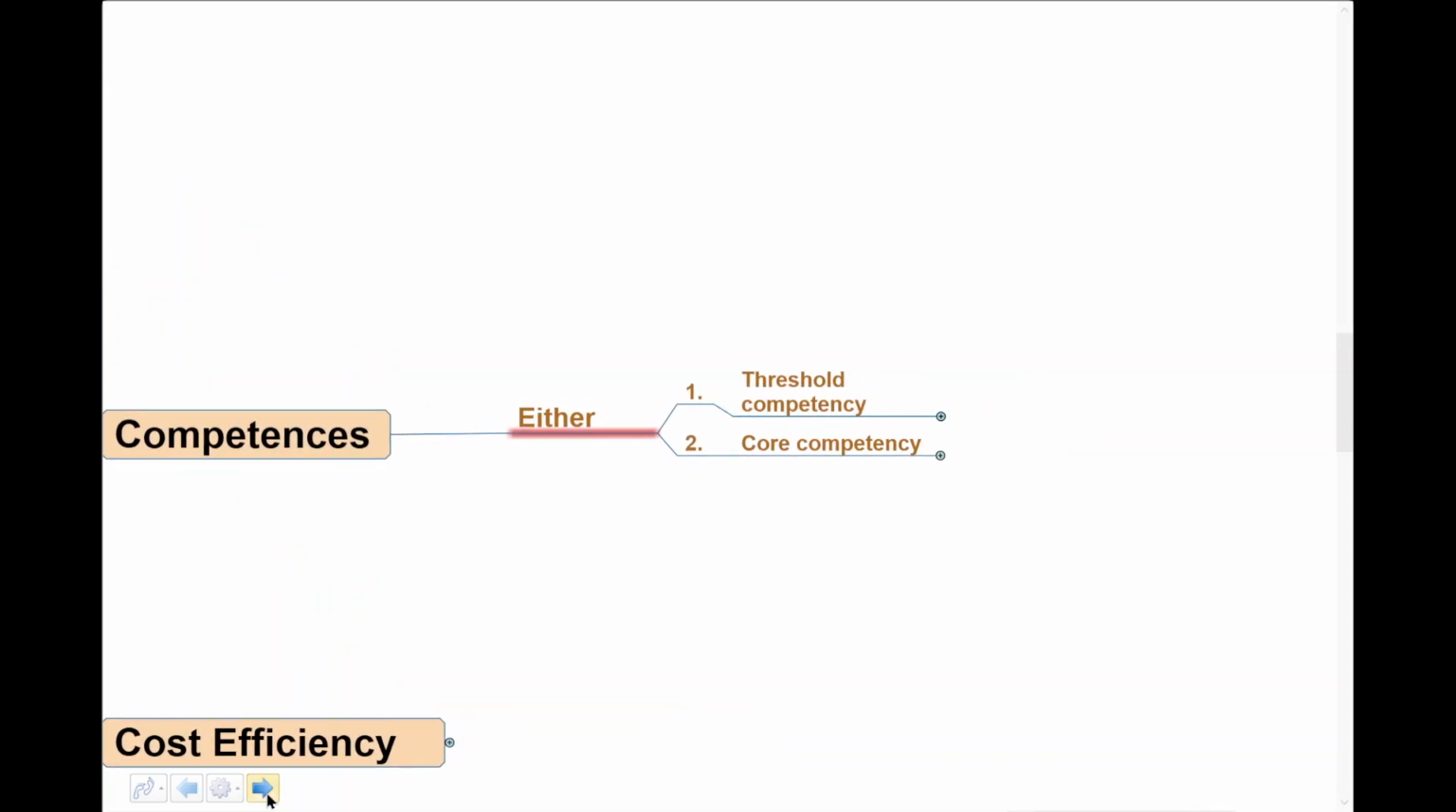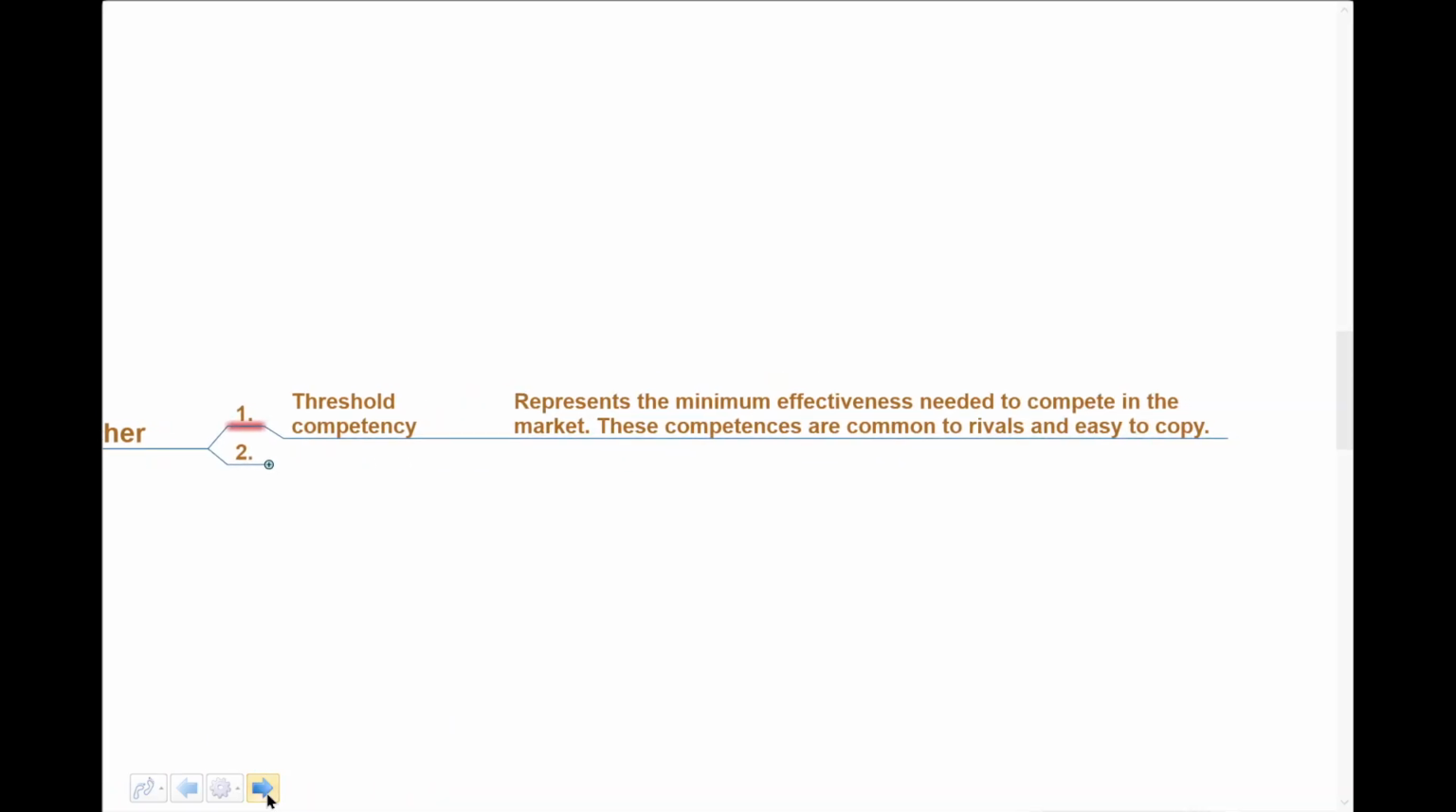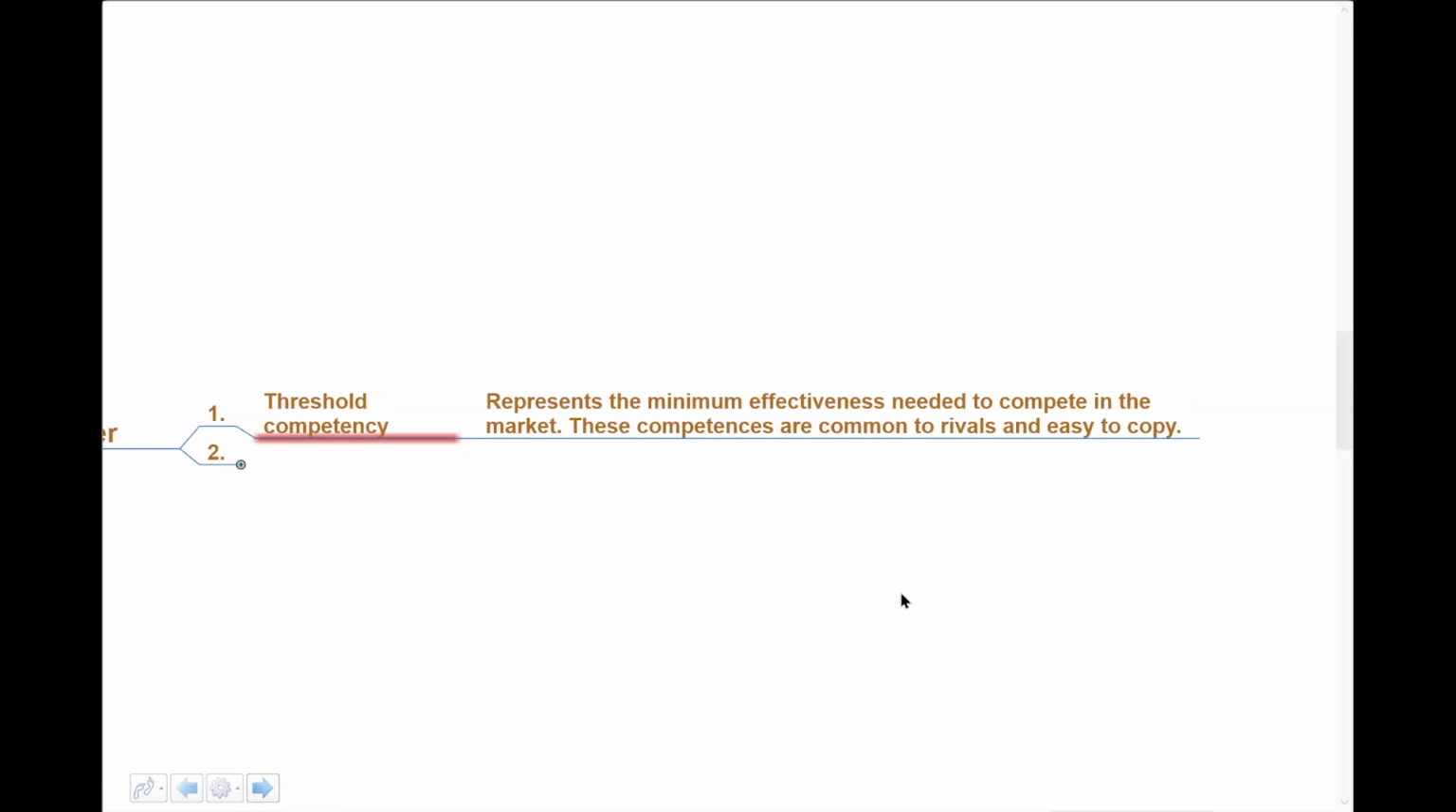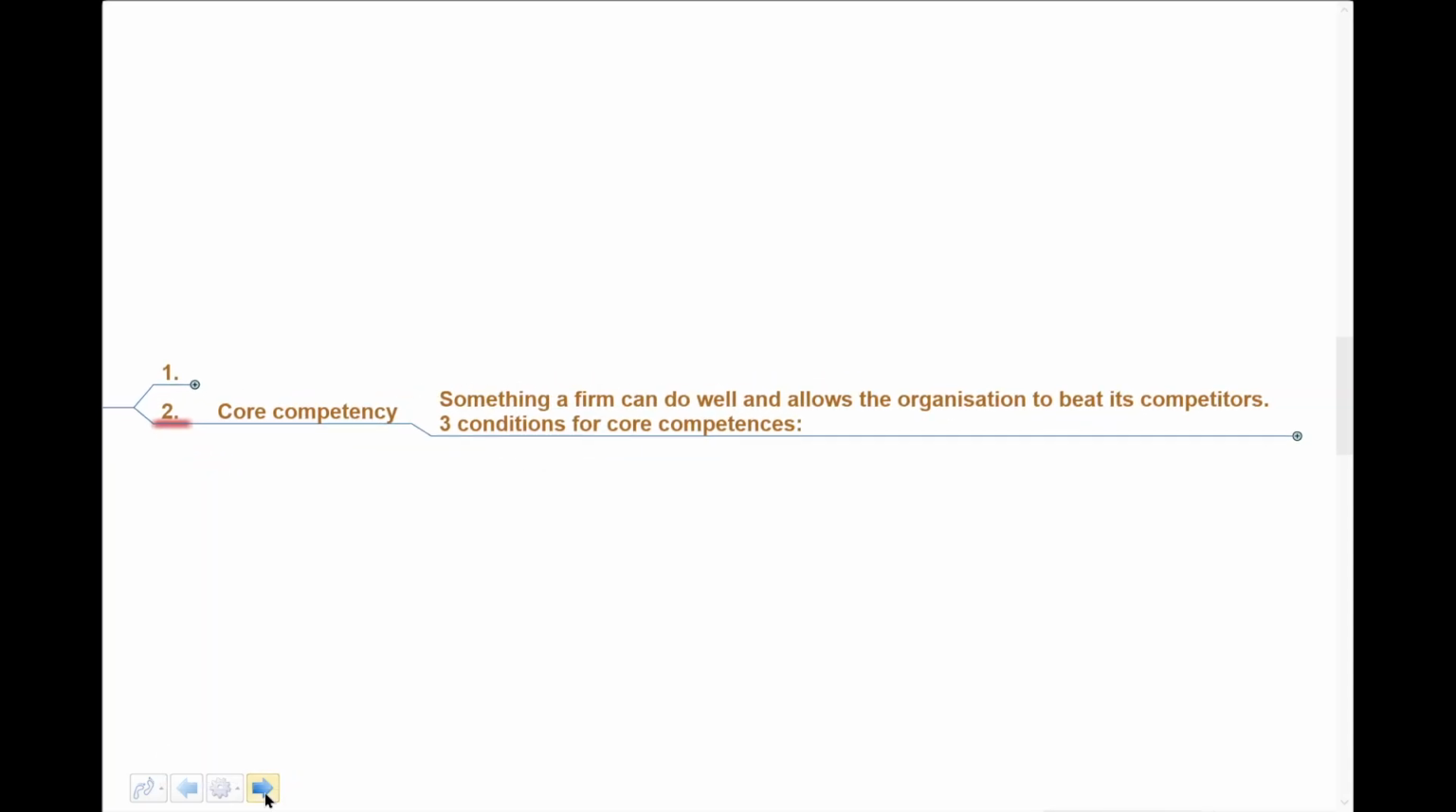So again, key points here. They're either going to be threshold, in other words, the minimum needed to compete. And ideally, these competences are, to some extent, easy to copy. They're readily available, and many competitors have these same threshold competences. Let's talk about something more important, core.